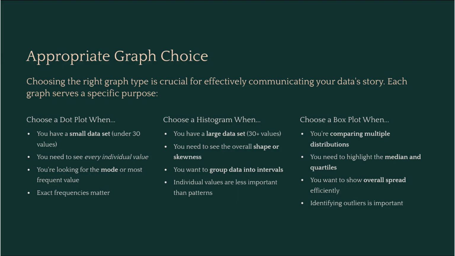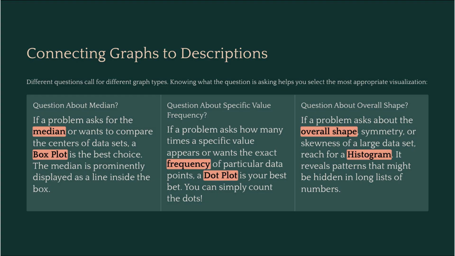The key to this standard is choosing the right graph. Use a dot plot for small sets when you want to see every single data point. Use a histogram for large sets when you want to see the shape and the frequency of ranges. Use a box plot when you need to focus on the median and compare the overall spread of 2 different data sets. The best graph depends entirely on the question being asked.